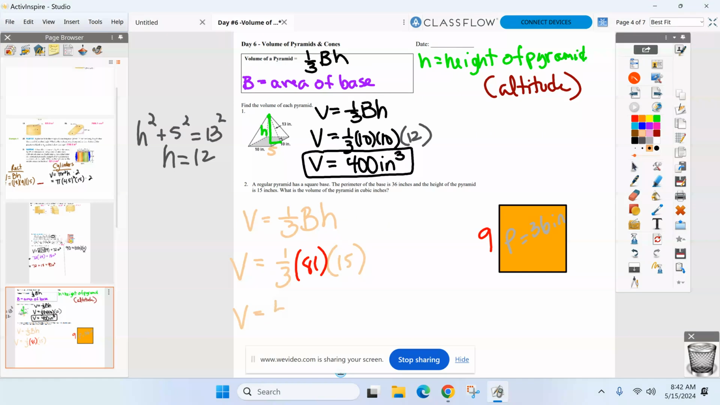$405. Look good? For the volume of this pyramid, what do we got? Inches cubed. That's nothing. That's nothing. You're just sniffing how hard it is right now.